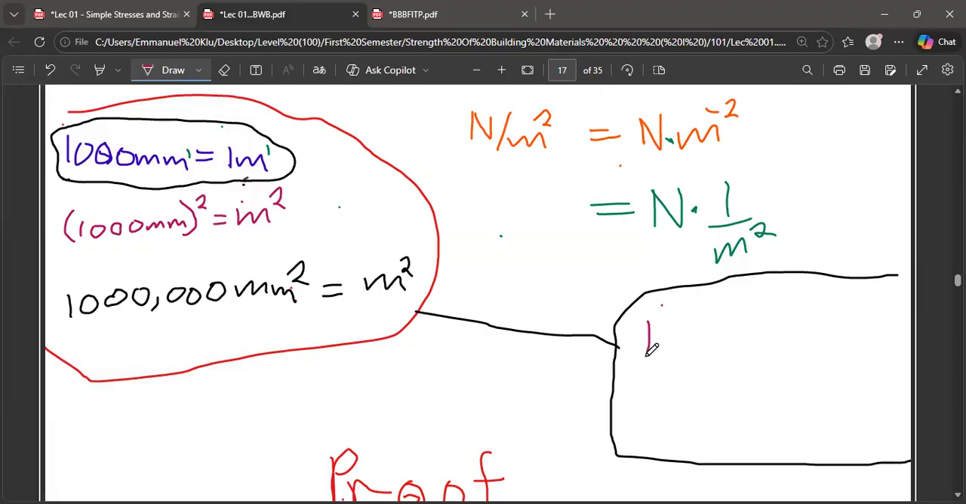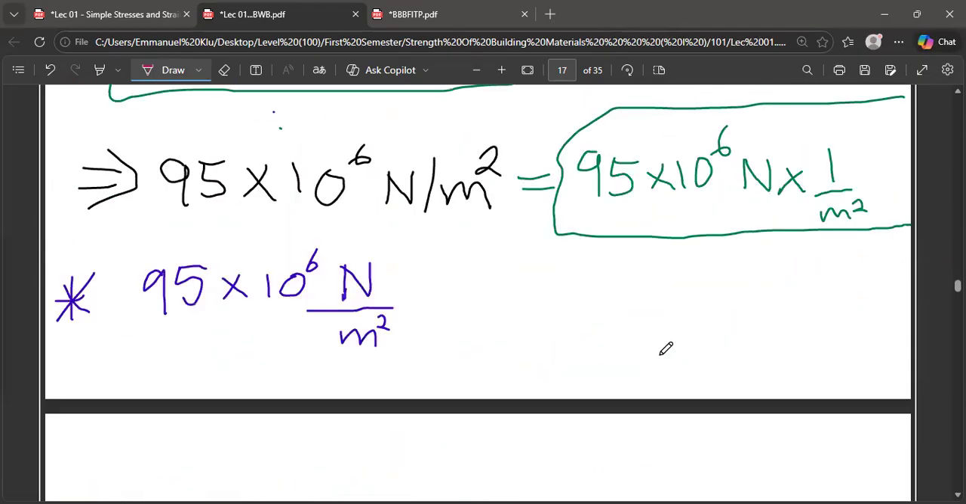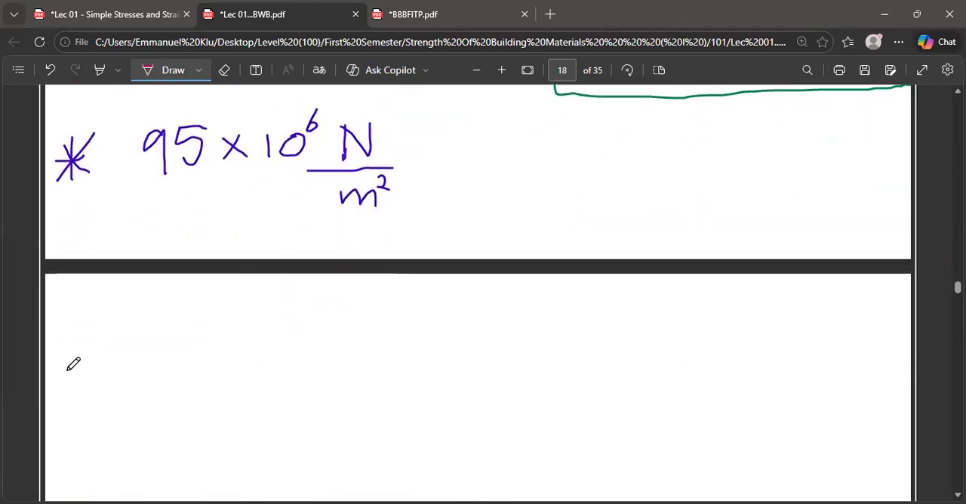So at the end of the day, our formula we have is what? Let's say 10 exponent 6 millimeters squared is equal to 1 meter squared. So that is the formula that we have now. Wherever we see 1 meter squared, we can put 1 million millimeter squared over there. So as we write this again, how can we write this?